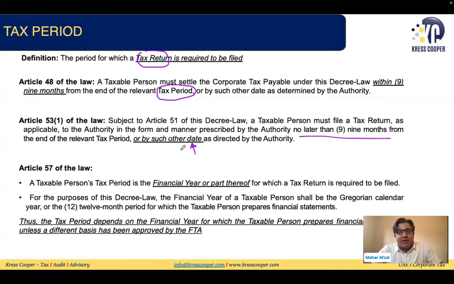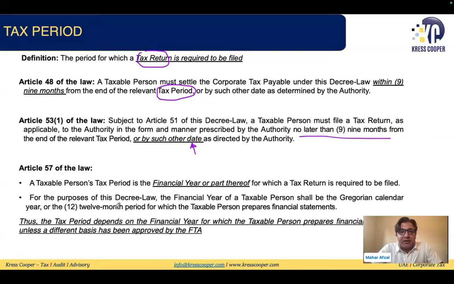Article 57 of the law says a taxable person's tax period is a financial year or part thereof, for which a tax return is required to be filed. Important, for the purpose of Decree Law 47 of 2023, I think, right? 47 of 2023.